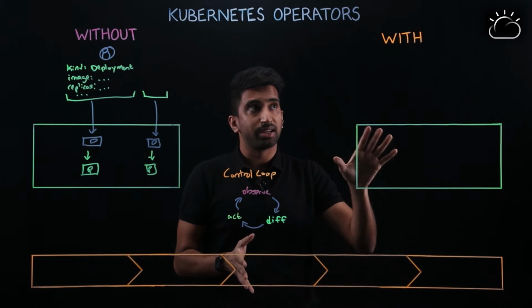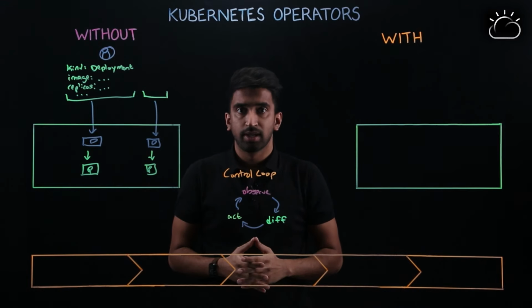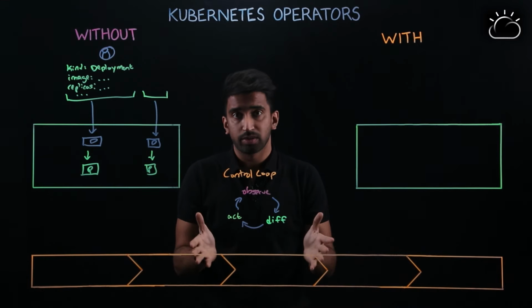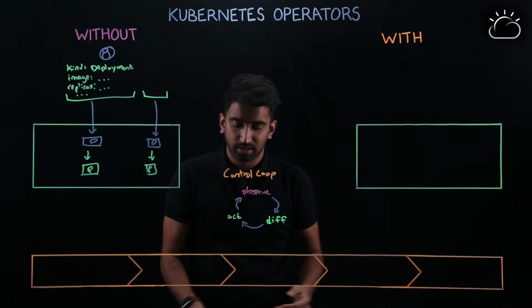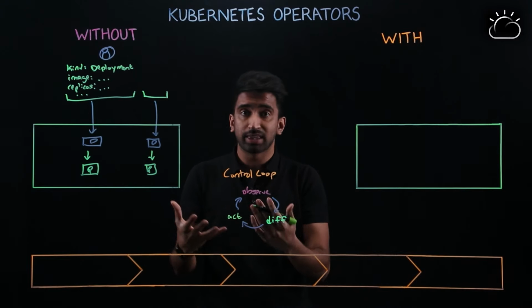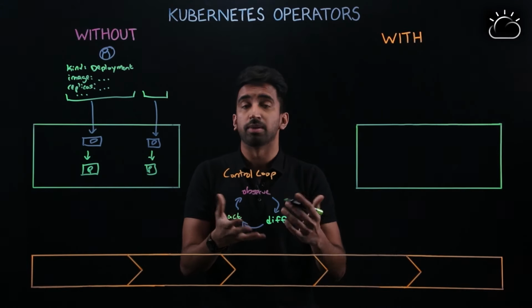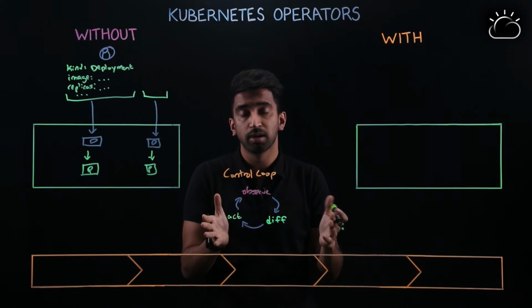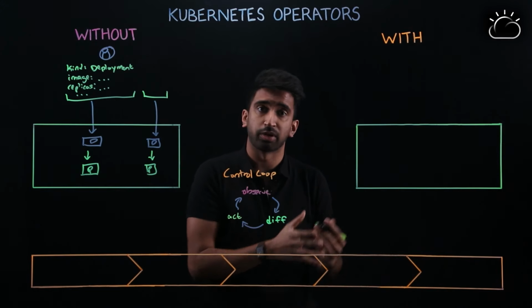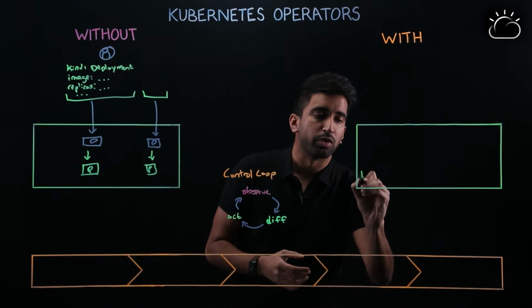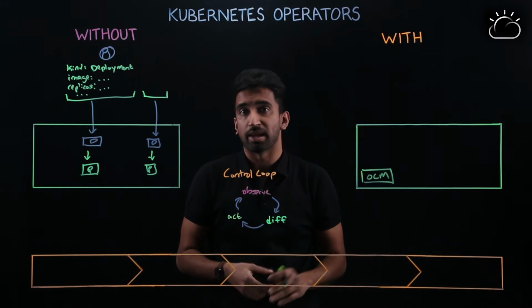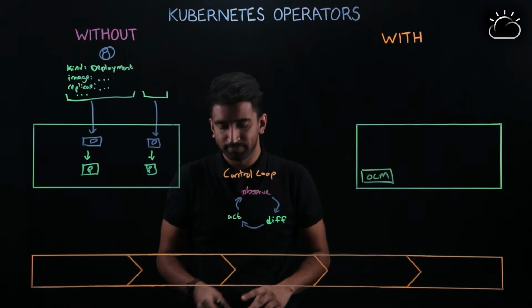Now, let's see how that's done in a world where we're using operators. Now, the first thing you would actually need to do is install the operator itself. So someone in your team has to create the operator, or maybe you can use one of the many that are out there on Operator Hub, where the community is building on the operators that are available. So the first thing you need in your Kubernetes cluster is the OLM, which is the Operator Lifecycle Manager, which basically manages the operators that you have installed.